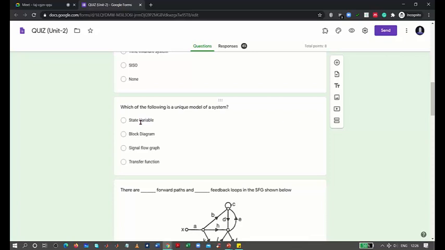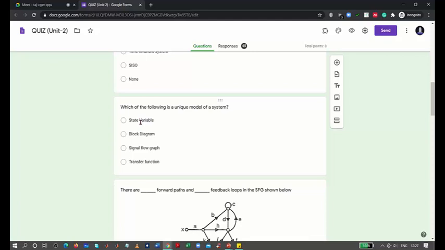And in transfer function, since you have a single input and single output only, you talk about the ratio of output by input, which means that the system should have only one output and one input. And apart from this, you assume that the initial conditions of the system are zero. Then and only then you can find the transfer function of the system.